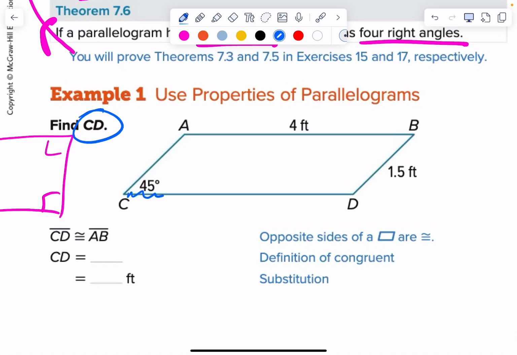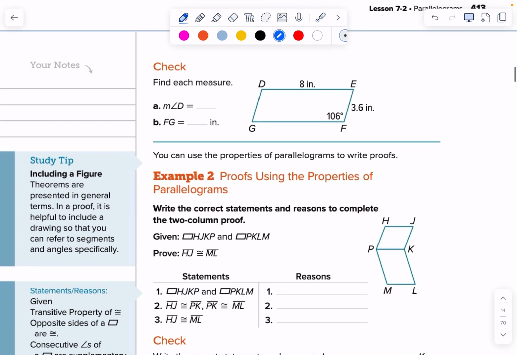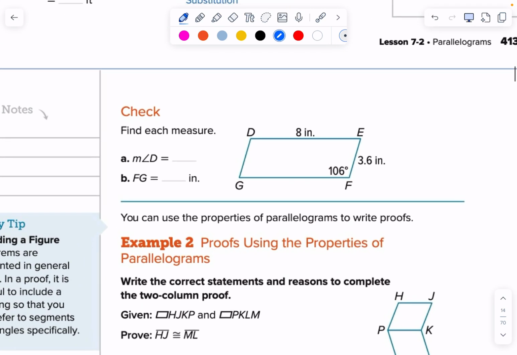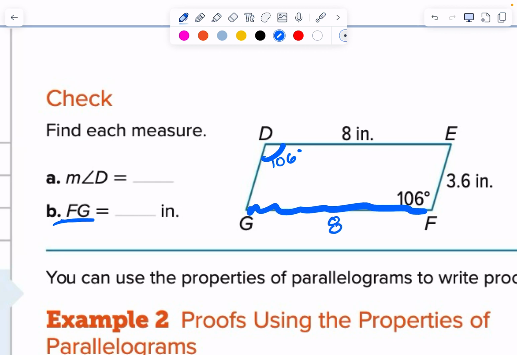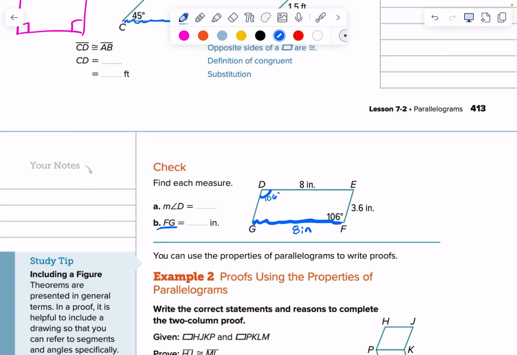They want to know what the length of CD is. 4 feet. That's not hard, right? These should be just easy things, okay? Here we go. Let's go to this one. Find the measure of angle D. Let's go to the check. 106. What is FG? What are they asking for when they say FG? 8 inches. Yeah, this bottom side right here, 8 inches. There you go. Okay? Not hard. It all matches. Okay. Example 2.